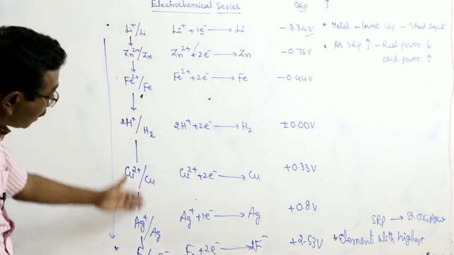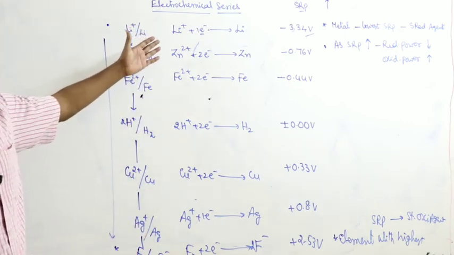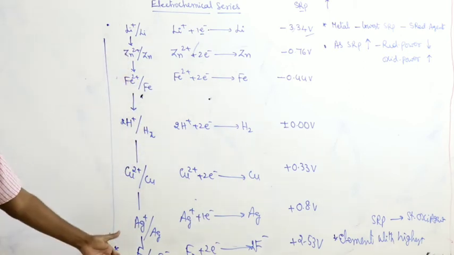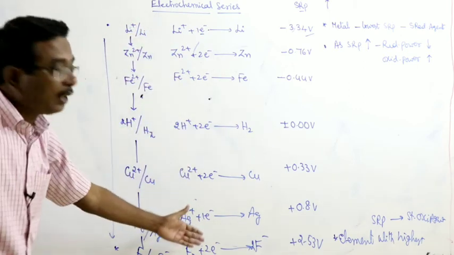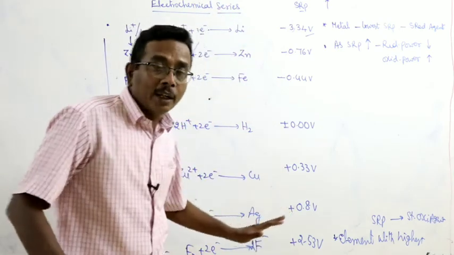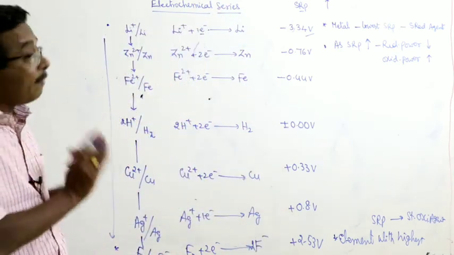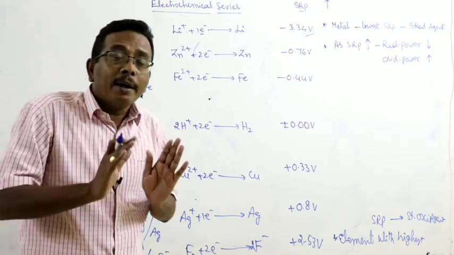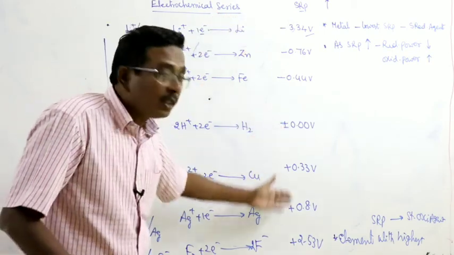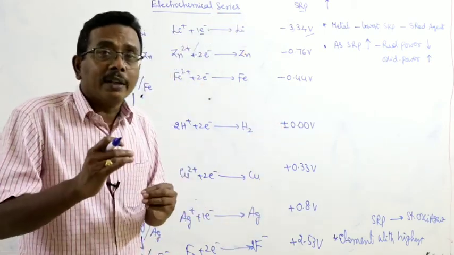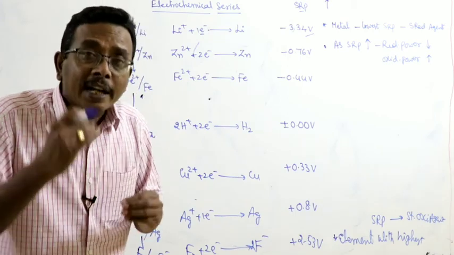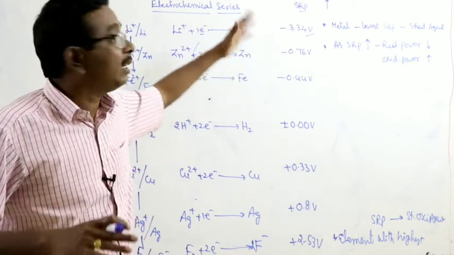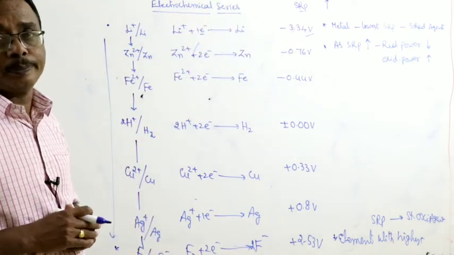Here these are all the reduction potentials. According to UPSC, electrode potential means reduction potential. This is the explanation. These are the values. Okay. What is the significance of the electrochemical series? By understanding the construction of the electrochemical series, we can evaluate the reactivity, the behavior, the attitude of the elements, that may be metal or non-metal, in the periodic table.